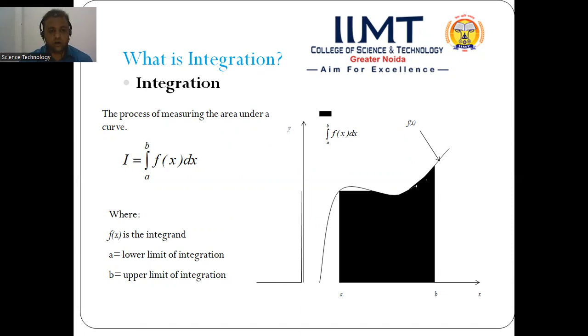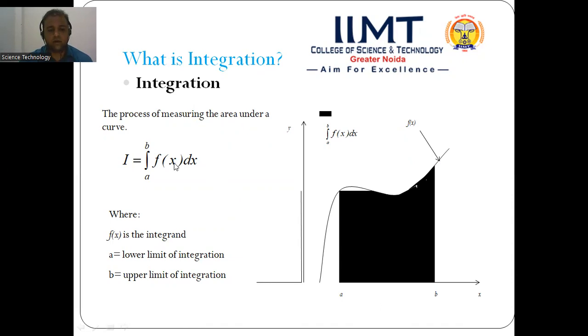The area under the curve is given by I equal to the integral from a to b of f(x) dx. Here we can see that f(x) is a plotted curve, and the black region is the area under the curve within the limits, where a is the lower limit of integration and b is the upper limit of integration.